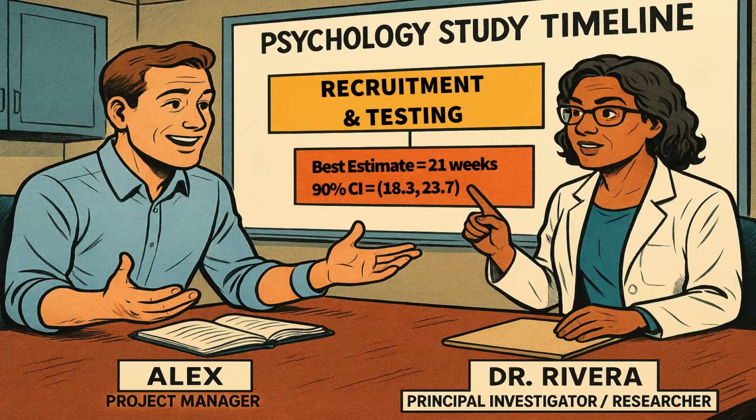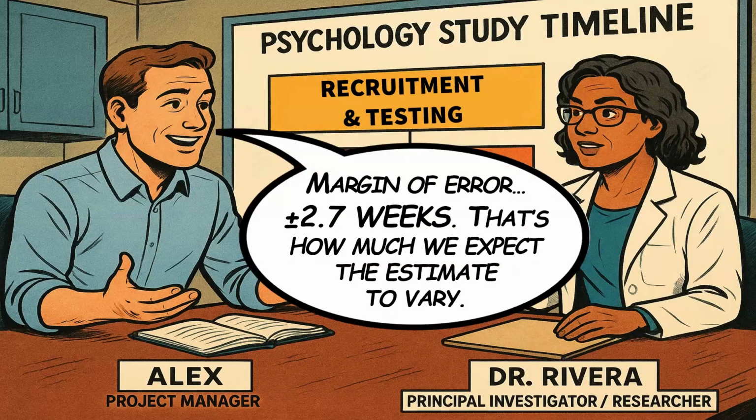That's your lower boundary. So Alex, if he was answering Dr. Rivera's question about, hey, what's the margin of error on this confidence interval? He would say, hey, the margin of error is plus or minus 2.7 weeks. That's how much we expect the estimate to vary. So it could vary higher, it could vary lower, but on average, that's what we're expecting.